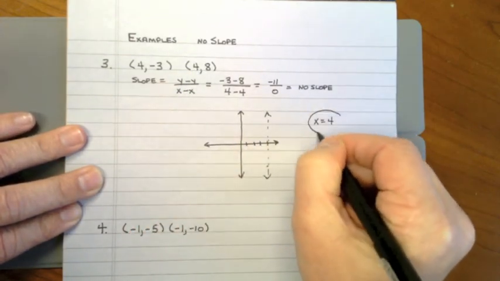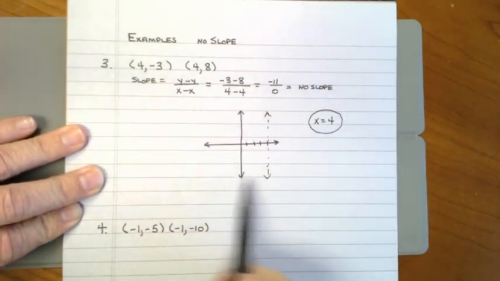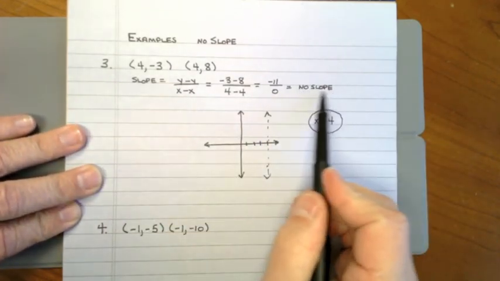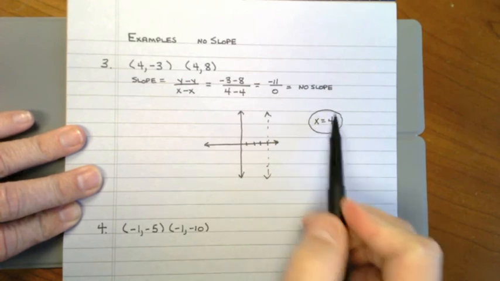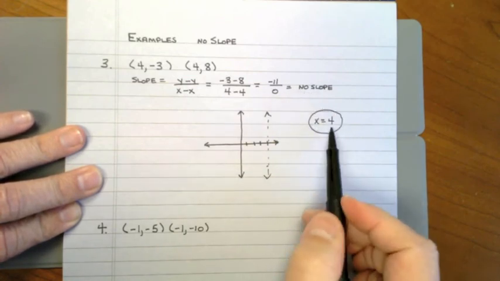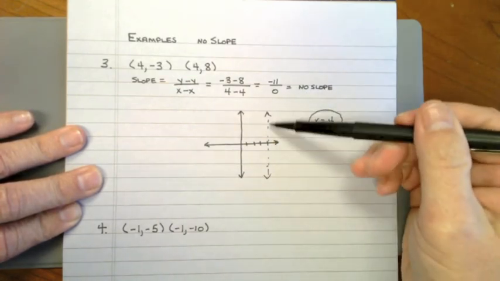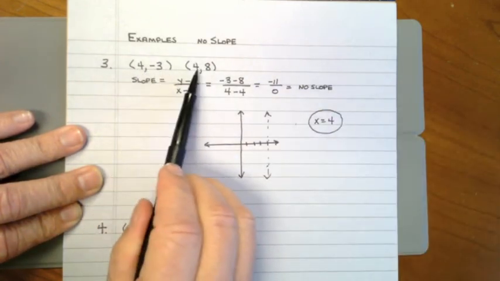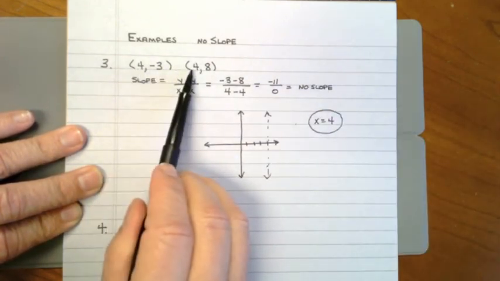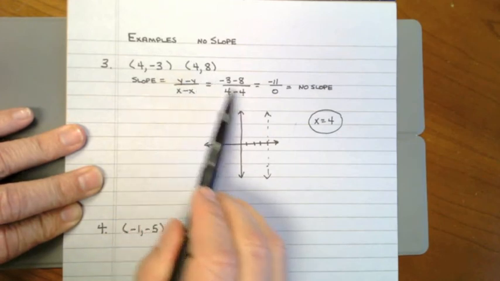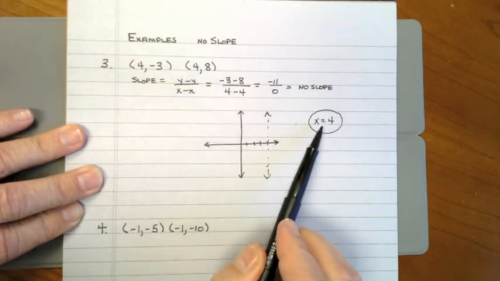Hopefully you'll start to look at these and go, hey, this is me thinking about the process, but this is my answer right here because of this right here. X is equal to 4. This has no slope. It's going to go straight up and down. I'll look at my x coordinates. That's what the x will always be. That's the equation of this line.